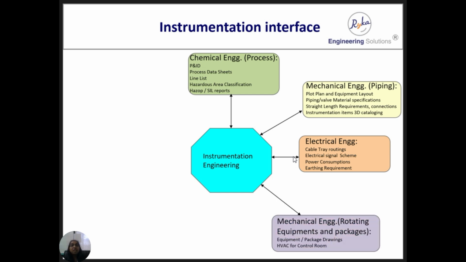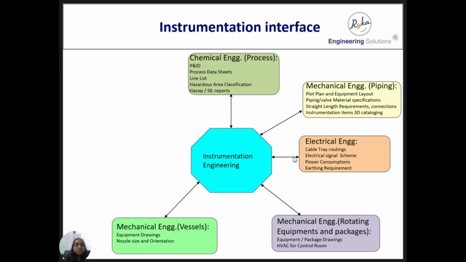Then again mechanical, rotating equipment and packages. So there are equipment or package drawings and HVAC for the control room. All those kinds of deliverables are conveyed to the mechanical engineer. In every package there are a few instrument items, so the instrument engineer needs to ensure that those instrument items are in line with the project specification, adhering to all the guidelines and codes and standards specified in the project specification. So vendor drawing review is also involved for package instruments by the instrumentation engineer.